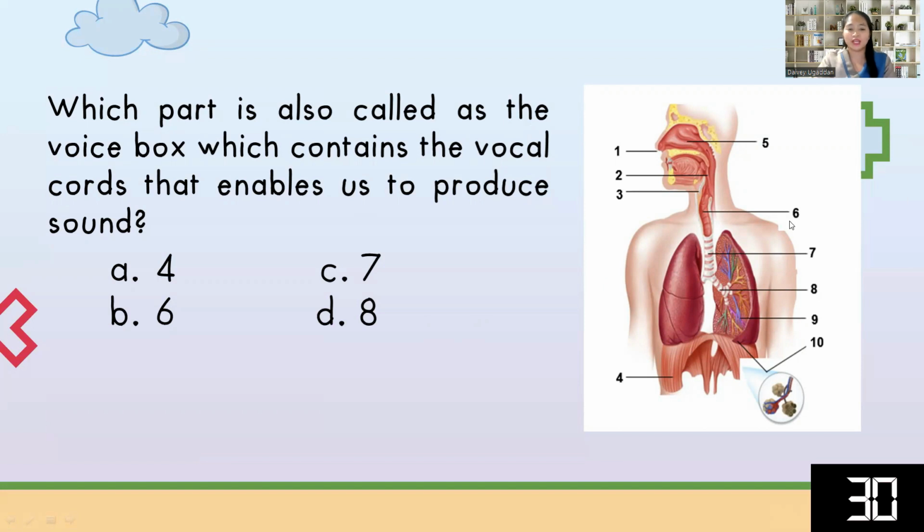Okay, so let's do the elimination method first. What are the numbers or options that we can eliminate? We can eliminate number 4, letter A, because this is the diaphragm, and the diaphragm is not your voice box. We can also eliminate number 7 because we already know that number 7 is your windpipe or trachea. That leaves us with number 8 and number 6. So 8 is your bronchi. It is not your voice box because this is not where your vocal cords are. So the correct answer to this one is number 6 or letter B. That is your larynx.